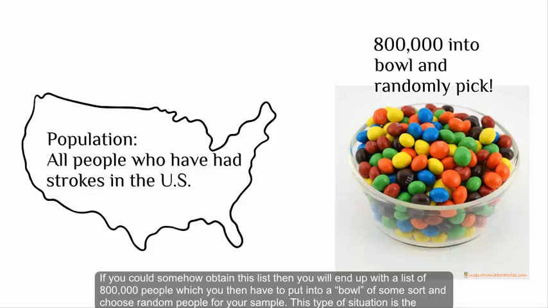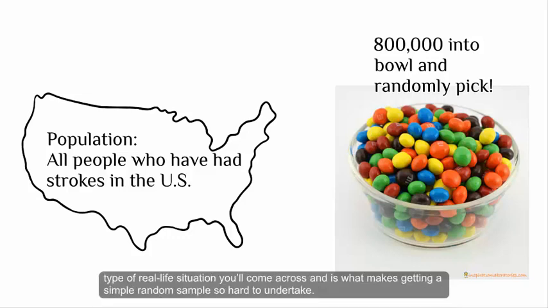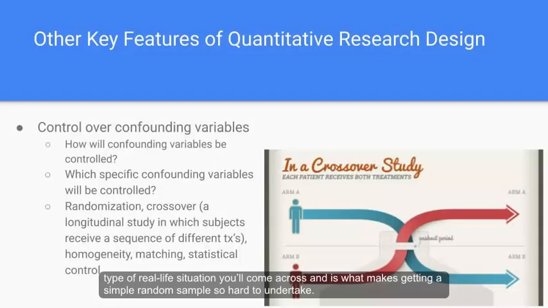And if you could somehow obtain this list, then you will end up with a list of 800,000 people, which you then have to put into a bowl of some sort and choose random people for your sample. This type of situation is the type of real-life situation you'll come across, and is what makes getting a simple random sample so hard to undertake.